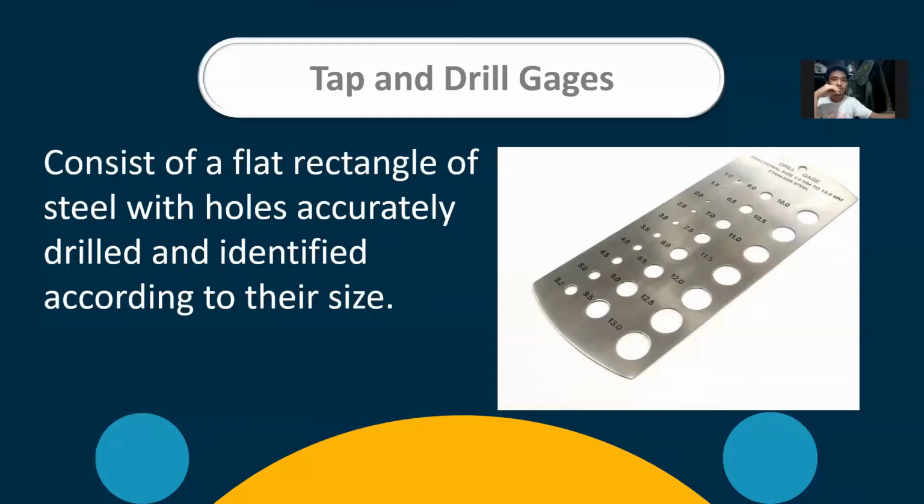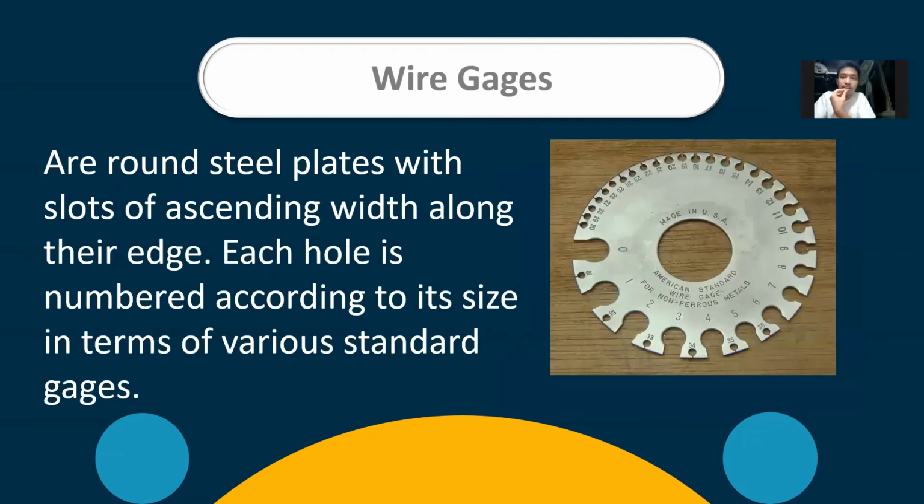So the first type is the tap and drill gauges, which consist of a flat rectangle of steel with holes accurately drilled and identified according to their size. Next is the wire gauges. They are round steel plates with slots of ascending width along their edge. Each hole is numbered according to its size in terms of wire standard gauges. So ito naman, para din siyang tap and drill gauges. For example, wire. May measurements na gauge 5.